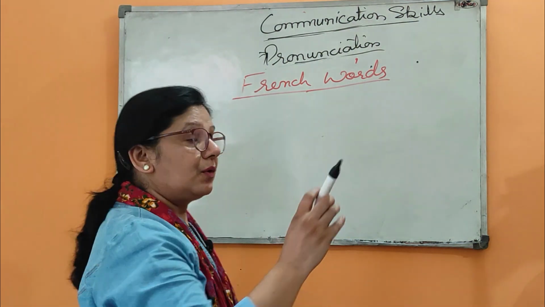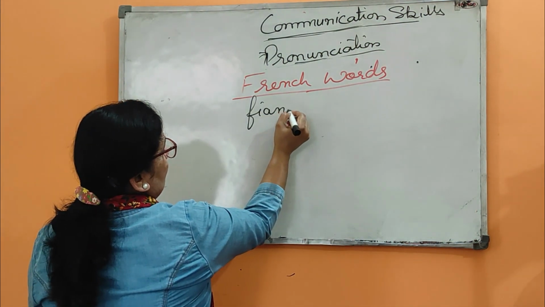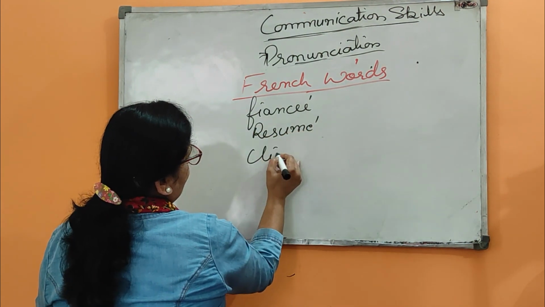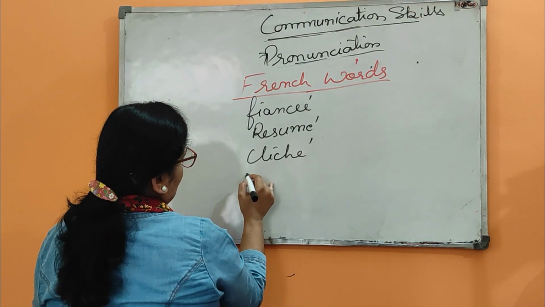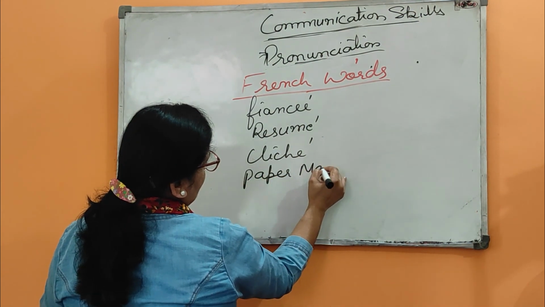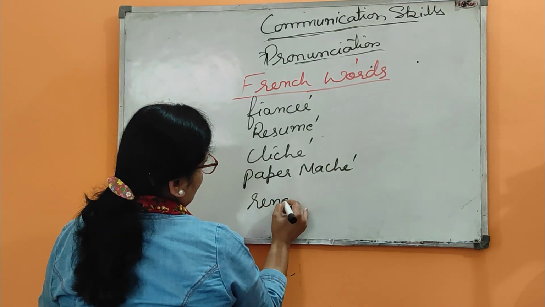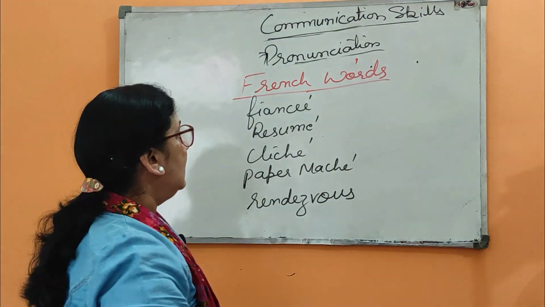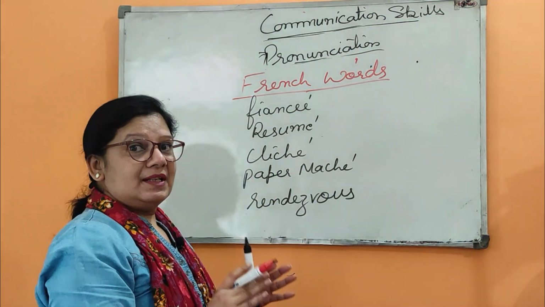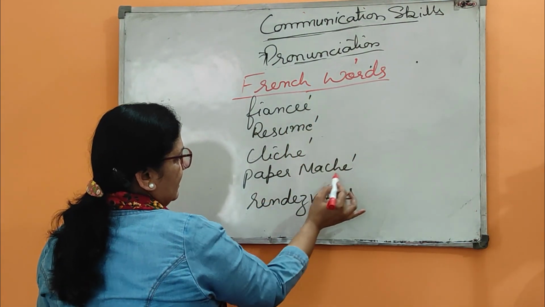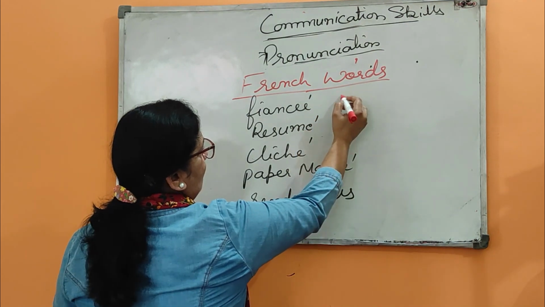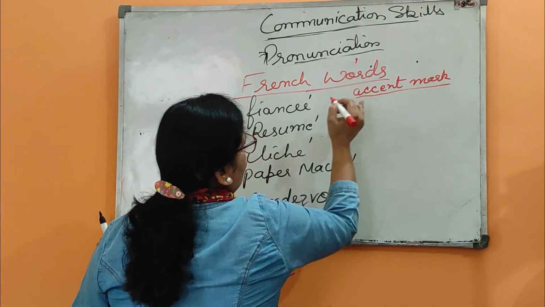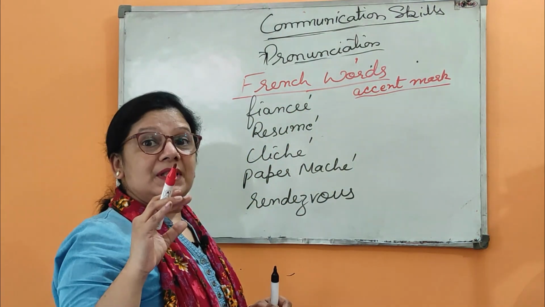What these words are, I am writing here. First I have taken this one, I would pronounce them. Then the next one, I would write paper mache. Then this one. So I have a few words, right? Now if I talk about their pronunciation, there are accent marks. You may see everywhere I have put this mark. This is called accent mark. What is that accent? We will be discussing in another video.